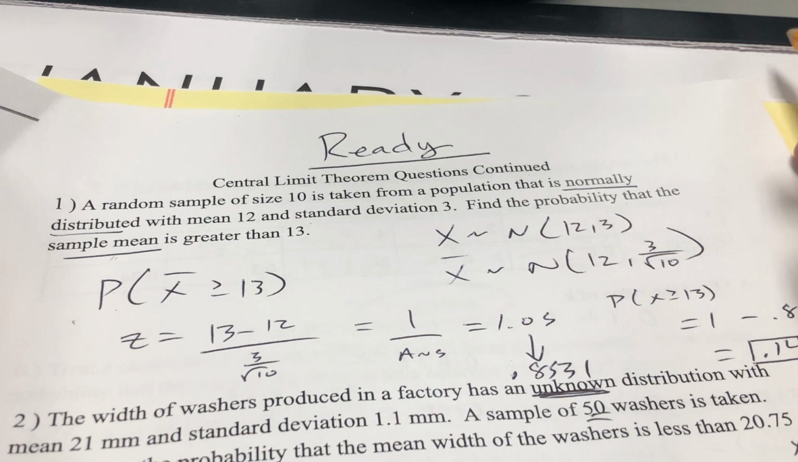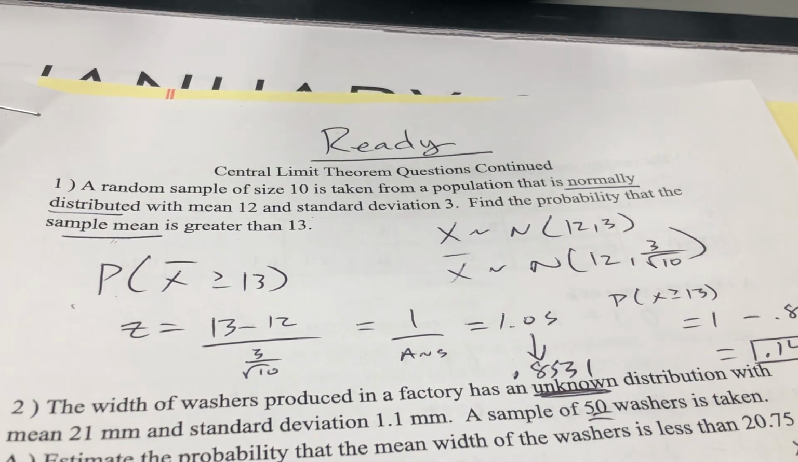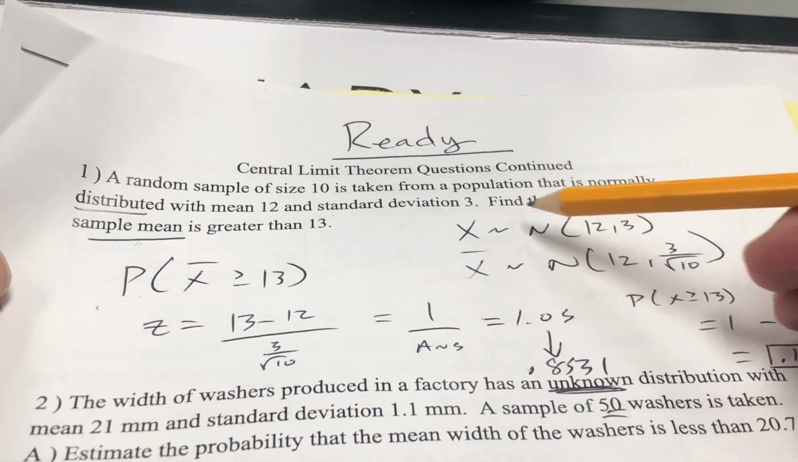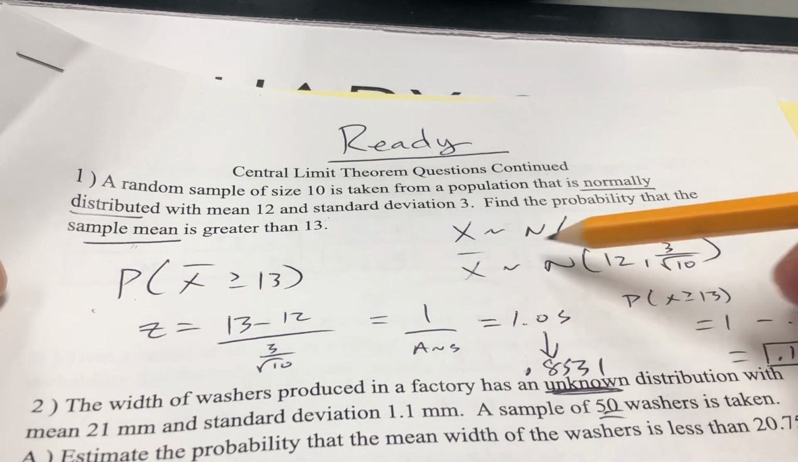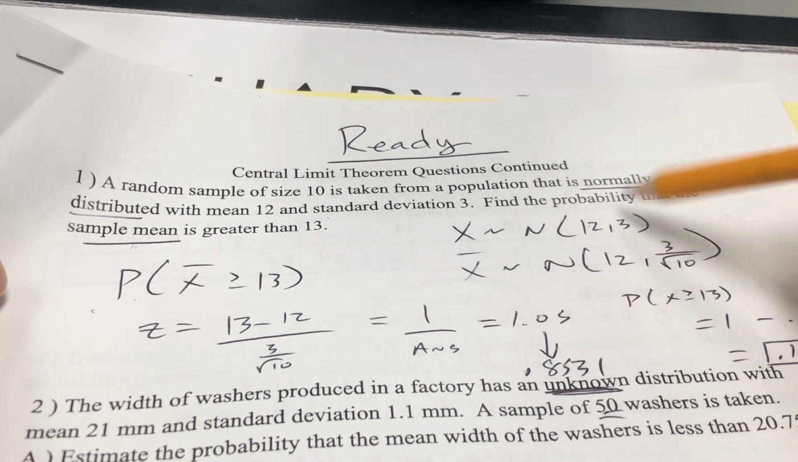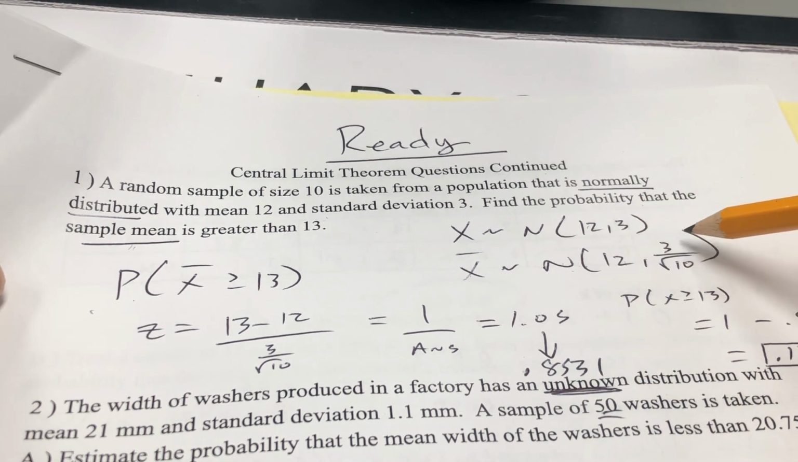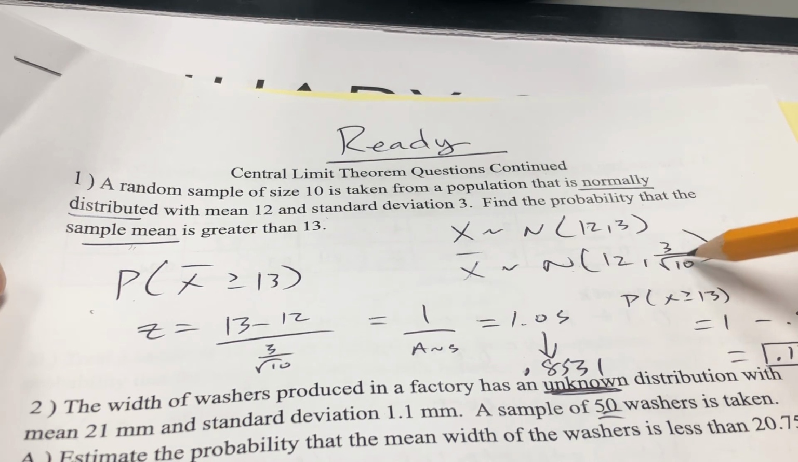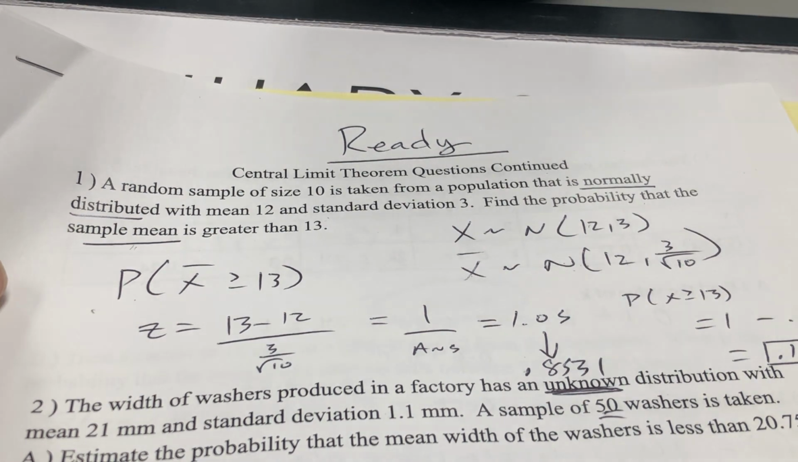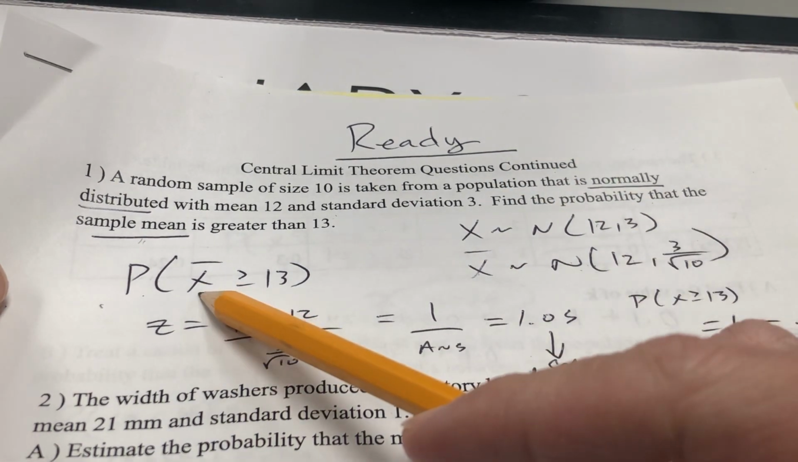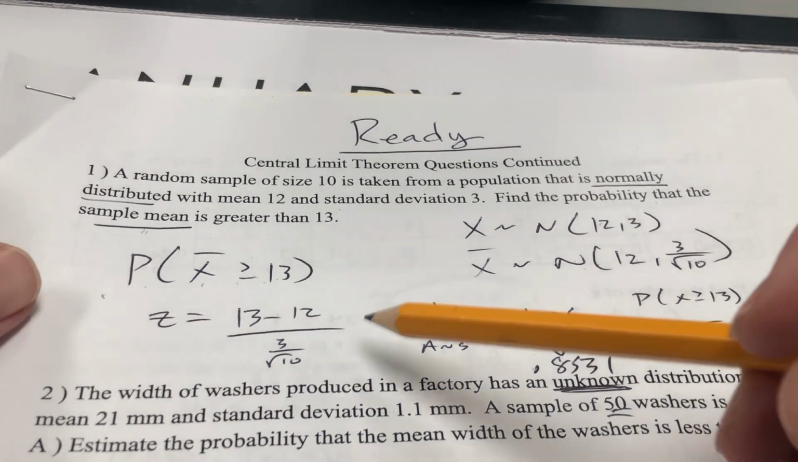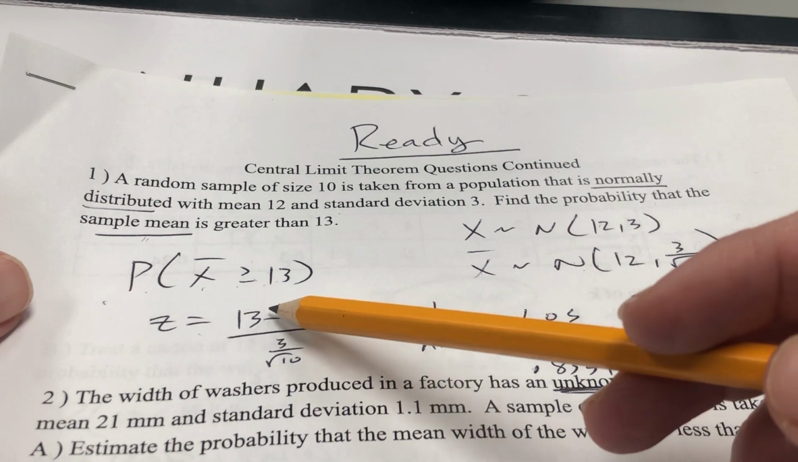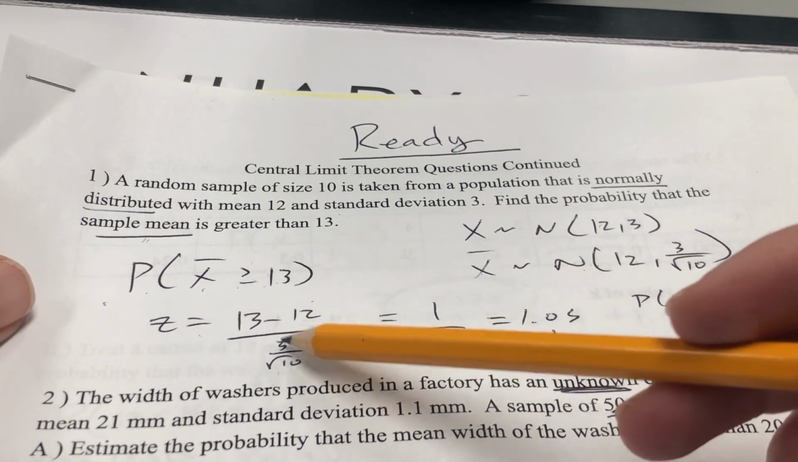Okay, so first off, we don't know anything about X, guys. We can't define X. But we know X is normal with a mean of 12 and a standard deviation of 3. So that means X bar is normal. This is a sampling distribution. Mean 12 and standard error of 3 over root 10, which is just under 1. So I want to know the probability that X bar is greater than or equal to 13. So Z is X bar minus the mean over the standard error.